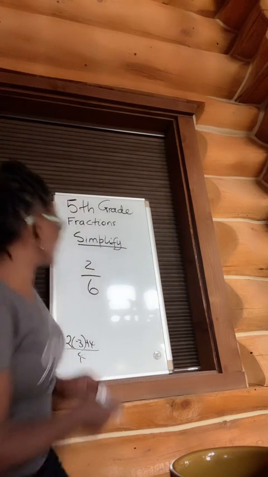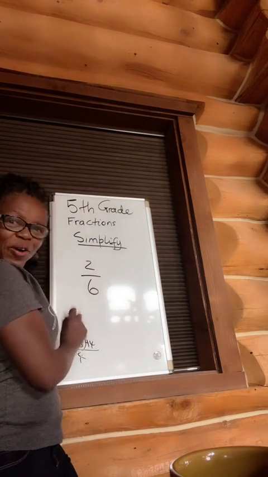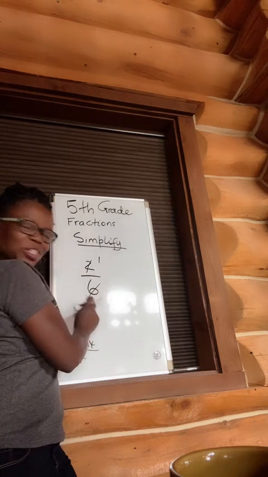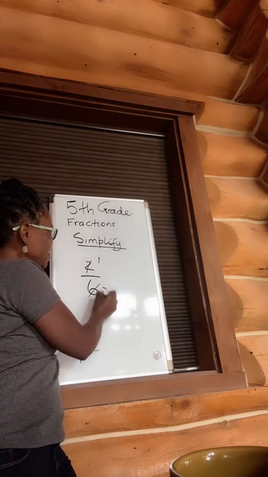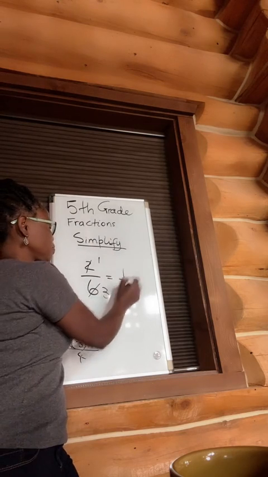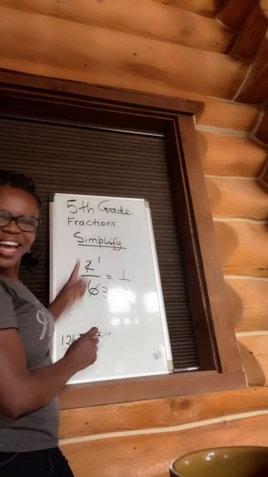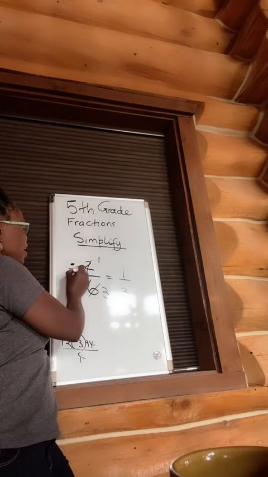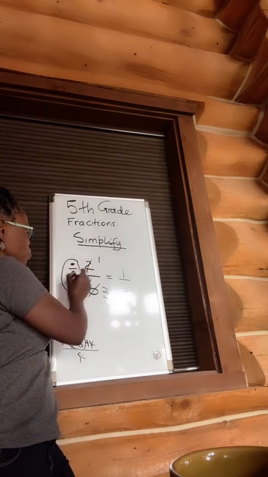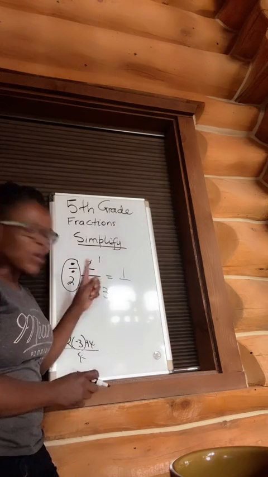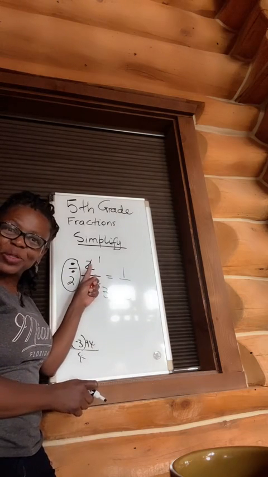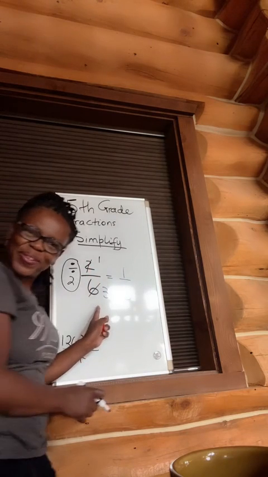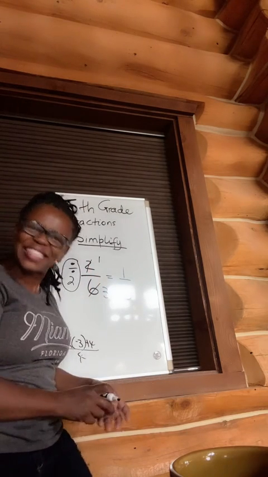Oh, you said that's 2. Okay, so let's see. 2 goes into 2 one time. 2 goes into 6 3 times. Yes, you're right. We divided by 2. We divided the numerator by 2, and we also divided the denominator by 2. You see, we're dividing by the same number.